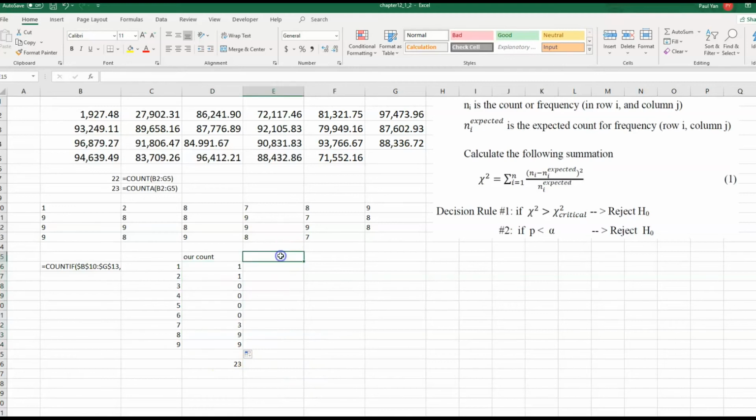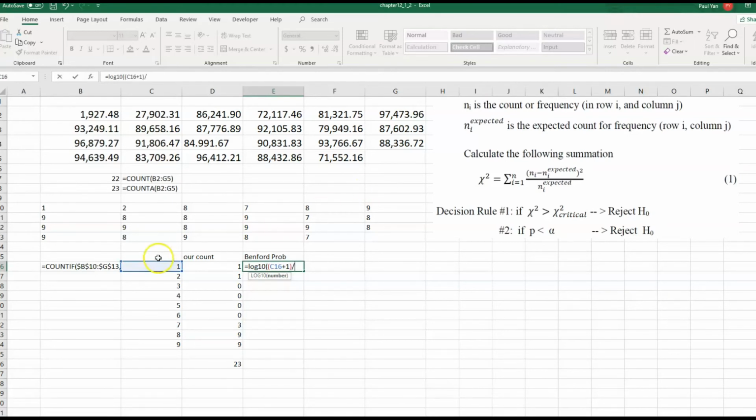Okay, and so this is a Benford Law probability. We calculate the probability first, then we calculate the count. So this is log 10 of 1 plus 1 divided by I. Then close it. So this is the Benford Law probability.